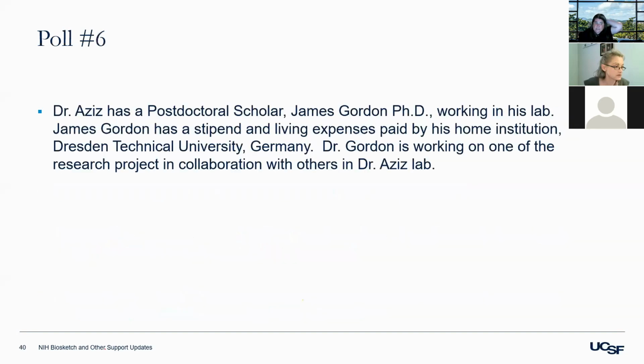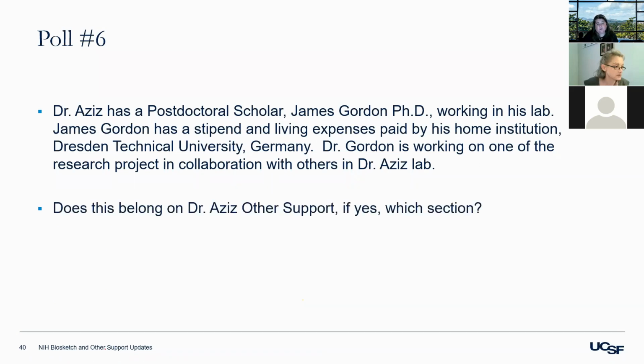Right, let's look at another example. Dr. Aziz has a postdoctoral scholar, James Gordon, working in his lab. James Gordon has a stipend and living expenses paid by his home institution, Dresden Technical University in Germany. Dr. Gordon is working on one of the research projects in collaboration with others in Dr. Aziz's lab. Does this belong on Dr. Aziz's other support? If yes, which section?